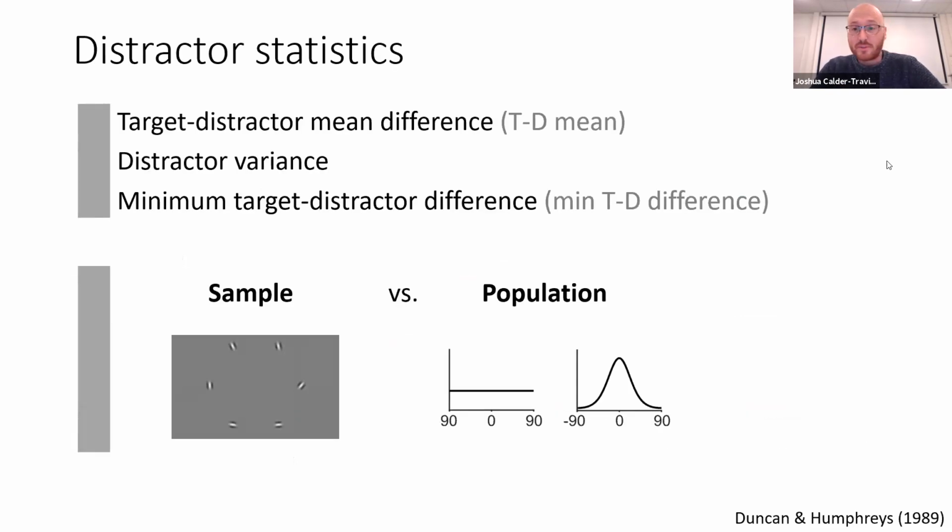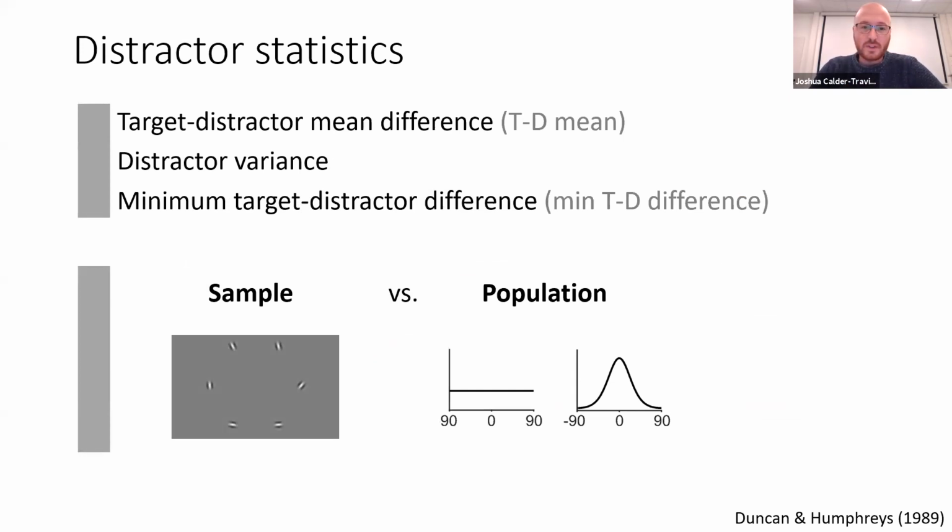Again, we'll talk about the same distractor statistics, or at least the 3 that apply to detection. We'll talk about target to distractor mean difference, or TD mean, so just the difference between the target and the mean of the distractors. We'll talk about distractor variance and minimum target to distractor difference, so the distance in orientation between the orientation of the target and the orientation of the most similar distractor.